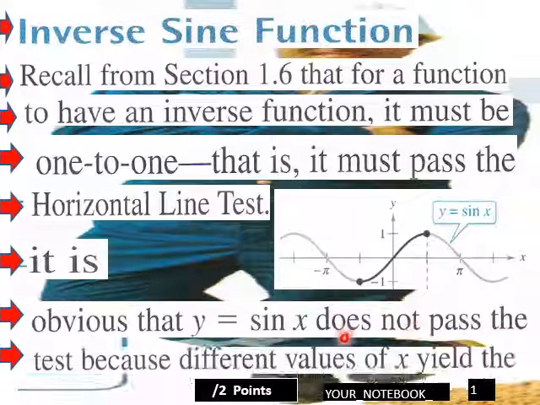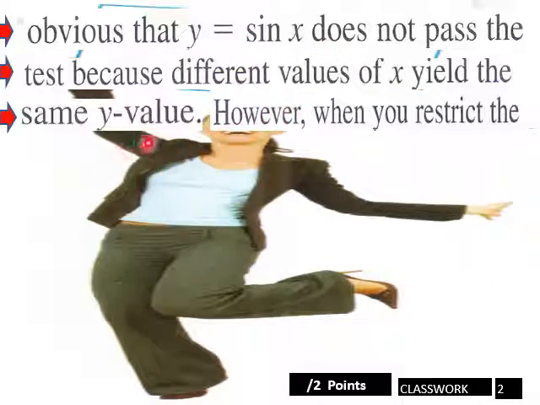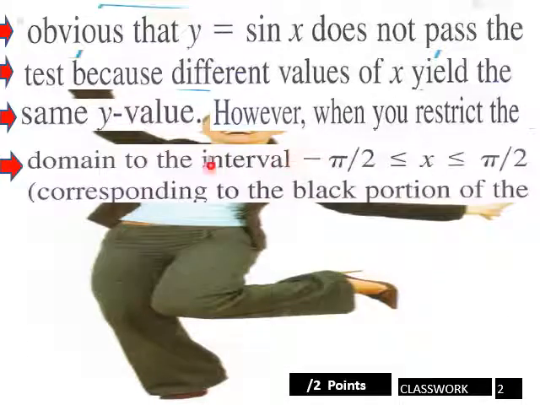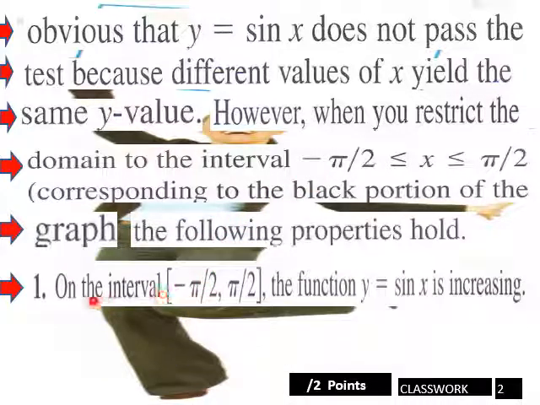does not pass the horizontal line test, because different values of x yield the same y value. However, when you restrict the domain to an interval such as negative pi over 2 less than or equal to x less than or equal to pi over 2, corresponding to the black portion of the graph, the following properties hold. So you would get a 1 to 1 on this interval here.